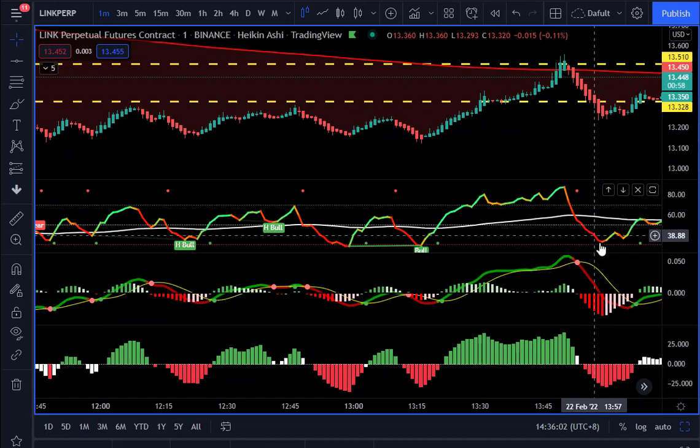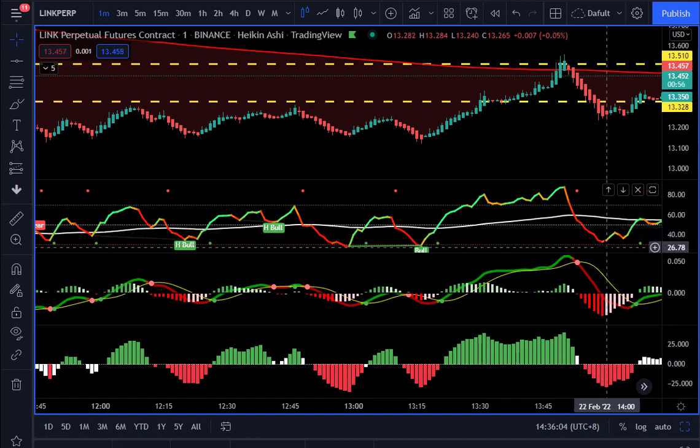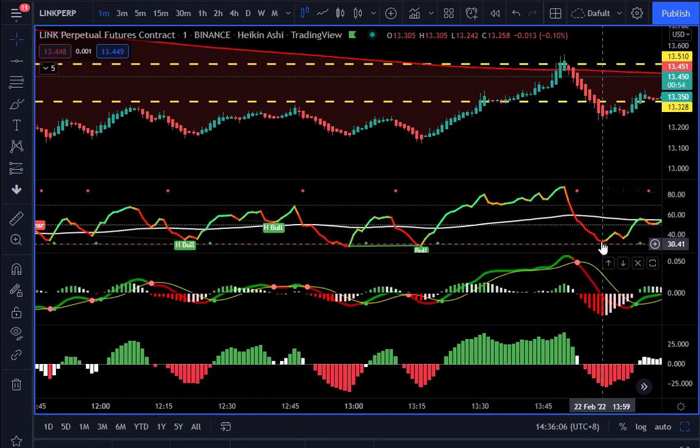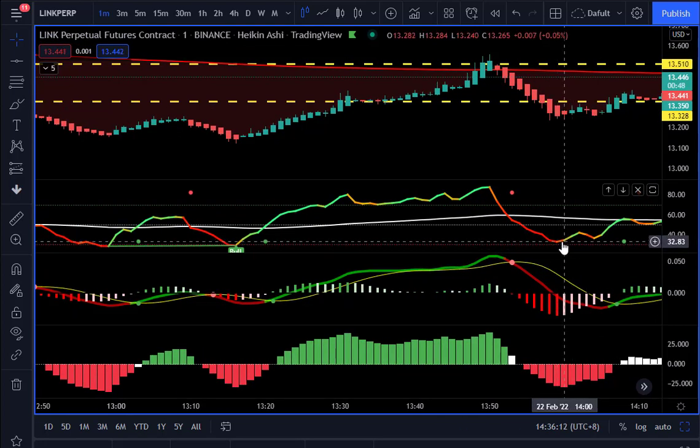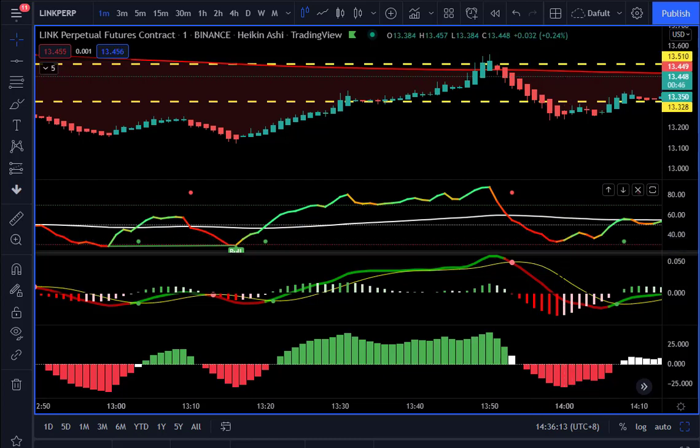You can also use the colors of the RSI to tell you when to exit. You notice when the line changes to white here, the color here also changes to orange, or changes to green. That will give you a signal on when to exit as well.